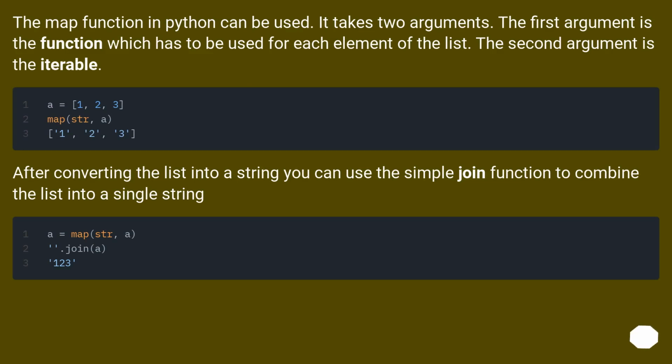The map function in Python can be used. It takes two arguments. The first argument is the function which has to be used for each element of the list. The second argument is the iterable. After converting the list into a string, you can use the simple join function to combine the list into a single string.